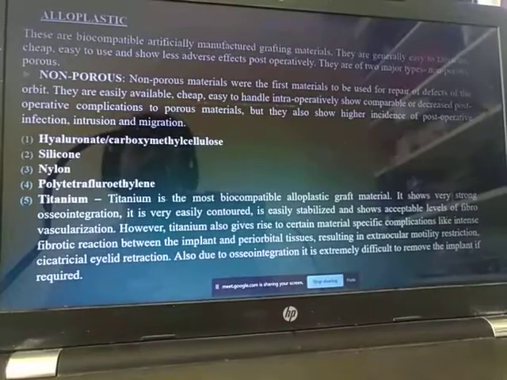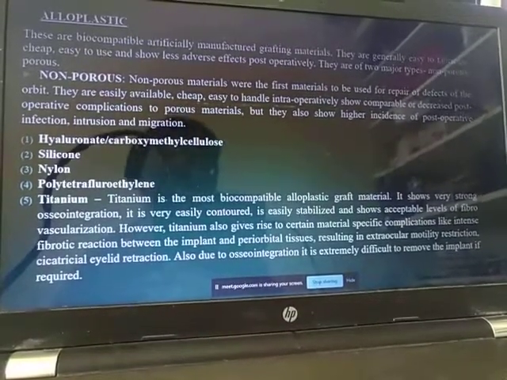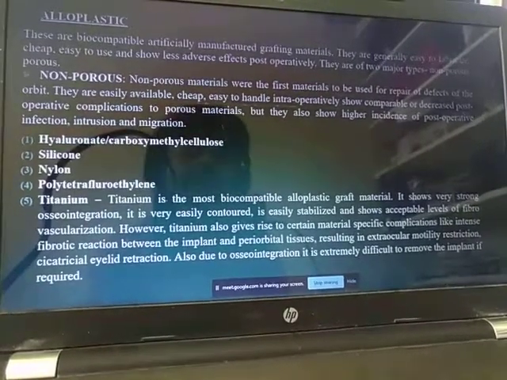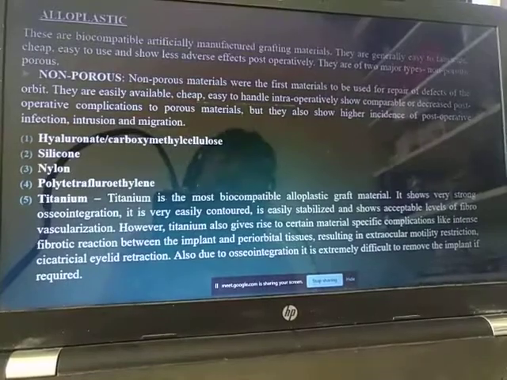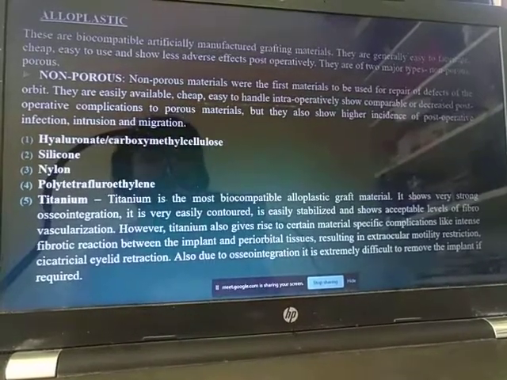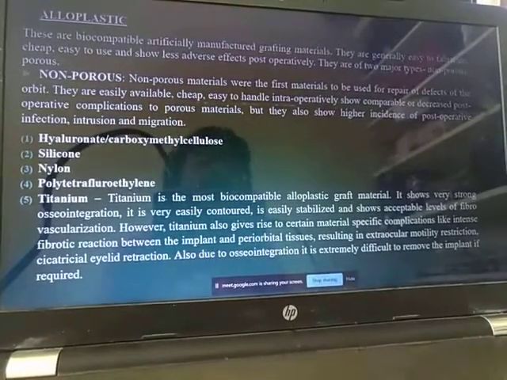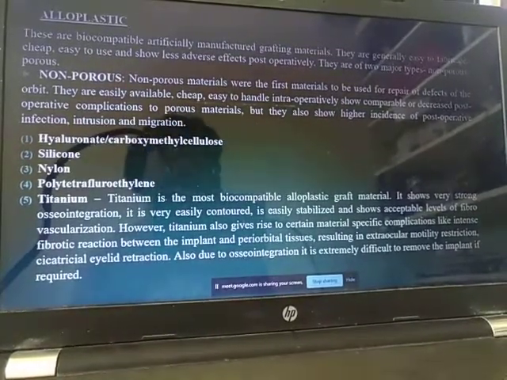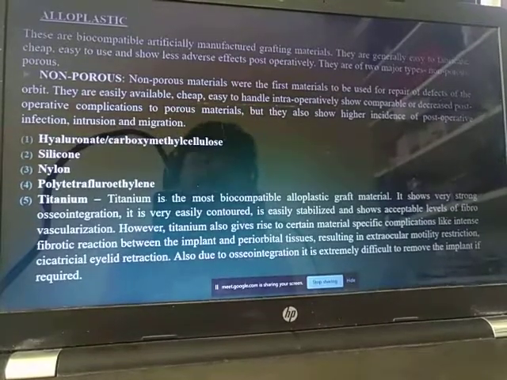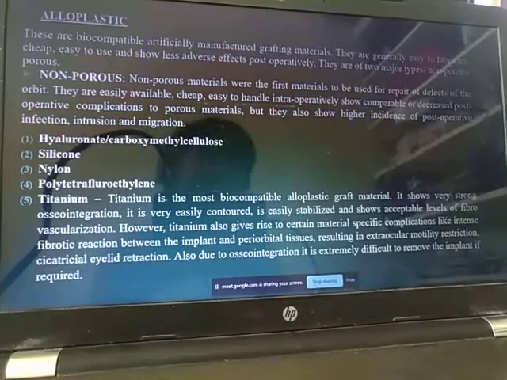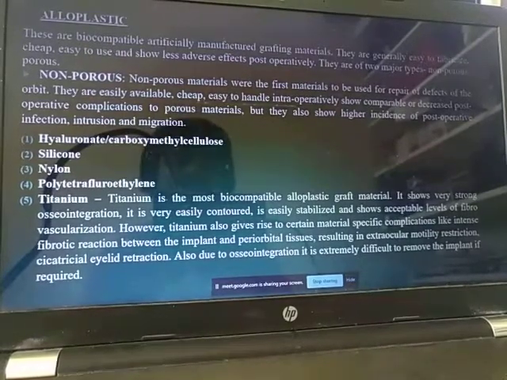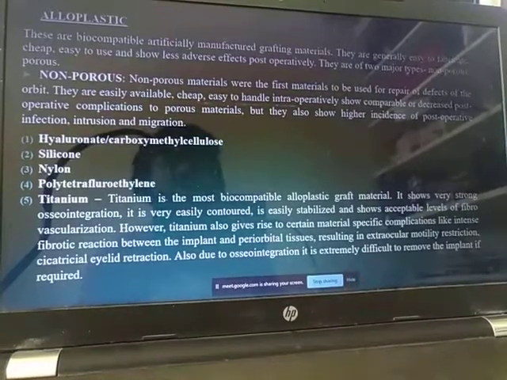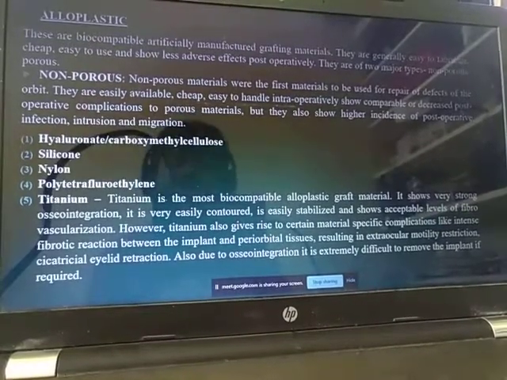Next comes the most important type of non-porous material, that is pure titanium or titanium alloy meshes. As we all know, titanium is the most biocompatible alloplastic material, as was shown by Brånemark many decades ago. It shows very strong osseointegration. It is very easily contoured and highly malleable, so we can do intraoperative contouring according to the shape of the orbit of the patient. It is very easily stabilized as well, either with titanium screws or with tie-in sutures.